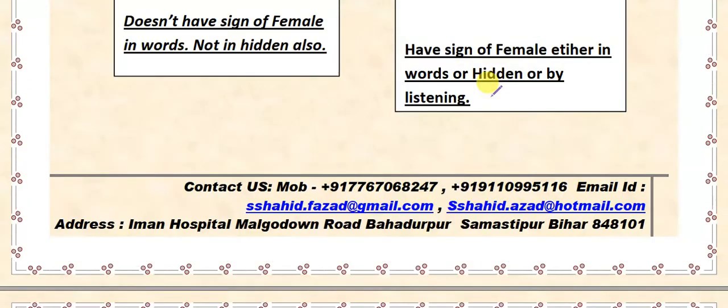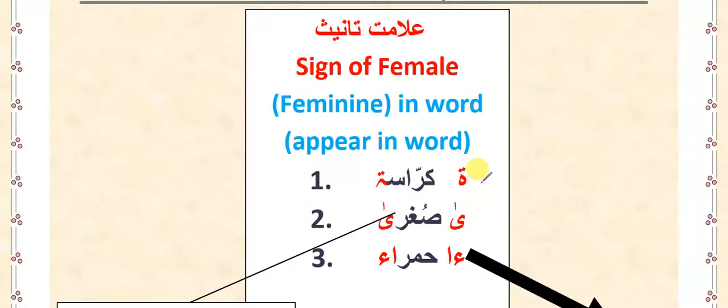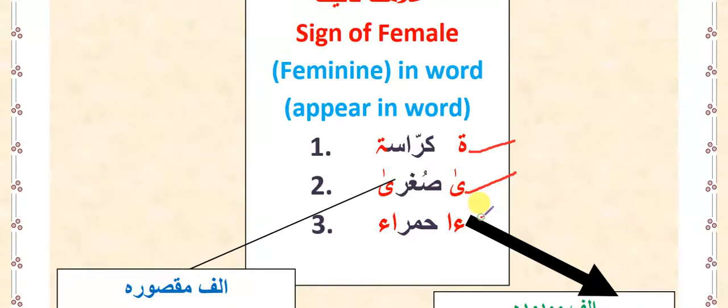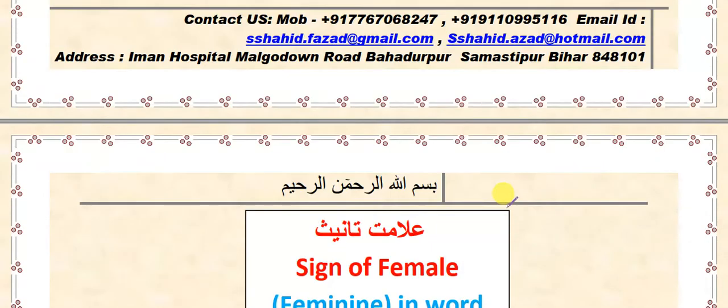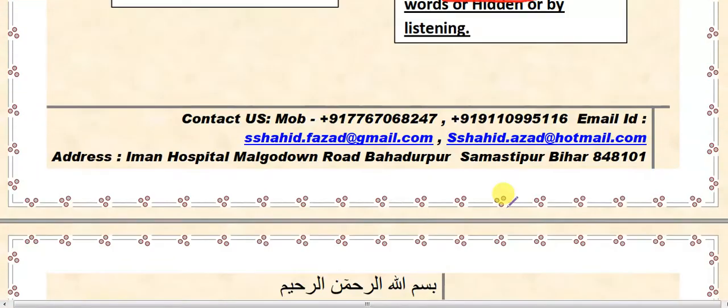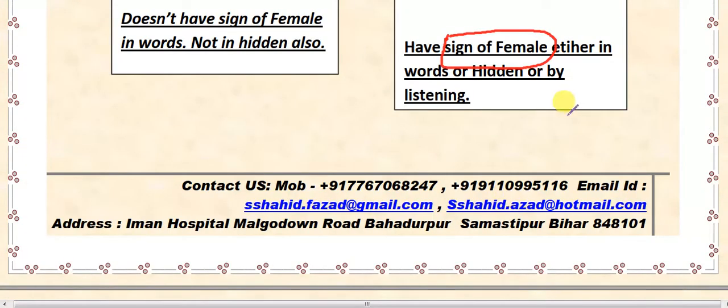So in the definition we learned about having a sign of female, and we have already learnt about the signs of female. If any ism has a sign of female, either golta, the round shaped ta, or alife mamduda, or alife maksura, we can say that ism is muannas. And the other thing is that it is in a hidden mode, so just skip this hidden.